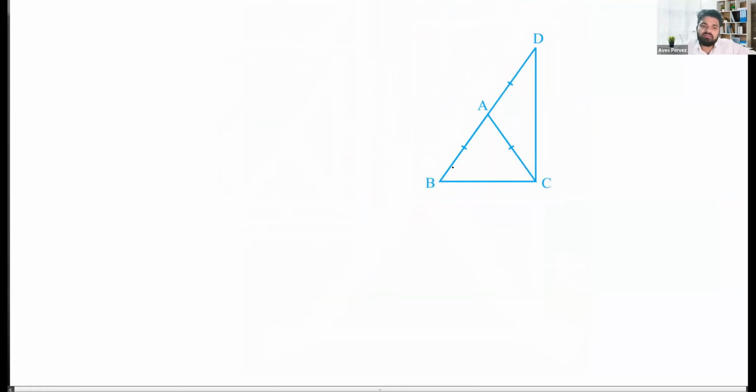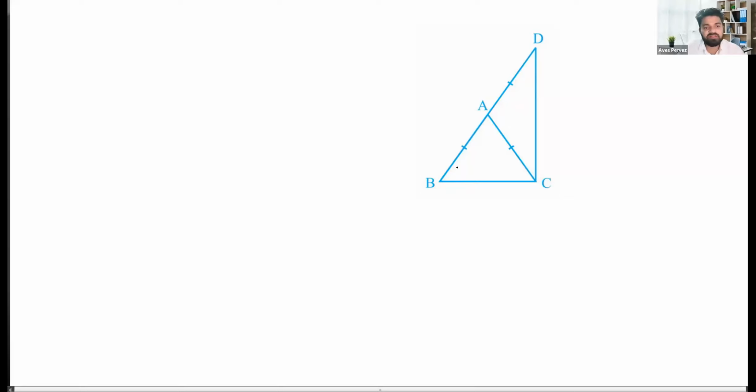If this side is equal to this side and this angle is 60 degrees, then will this angle also be 60 degrees? If this angle is 40 degrees, will this angle also be 40 degrees? Since these sides are equal, the two angles will be equal. If this is 40, then this will also be 40. If this is 60, then this will also be 60. Yeah, like that it is.